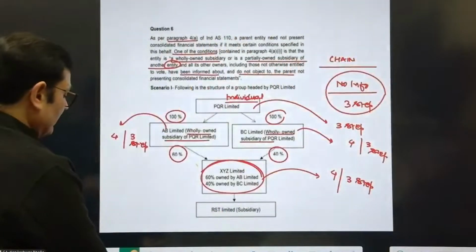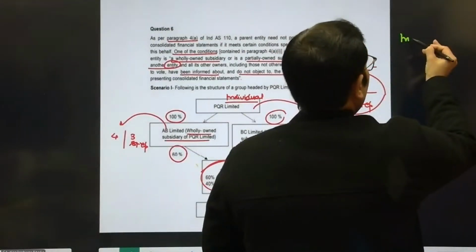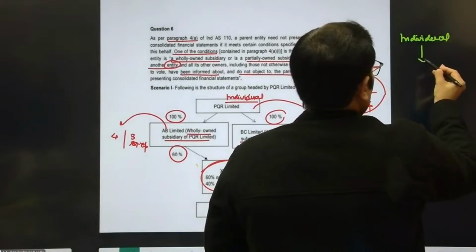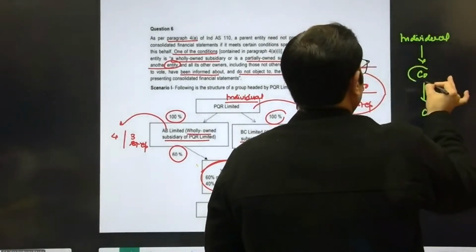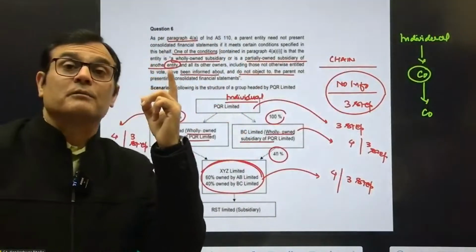In the study material illustration, the chain was like this. If you just recall, the chain in the study material was like this. There was an individual, and then there was a middle company, and then there was a bottom company. Now, in that case, there was an individual directly sitting on the top. Yes, sir. The condition fails.